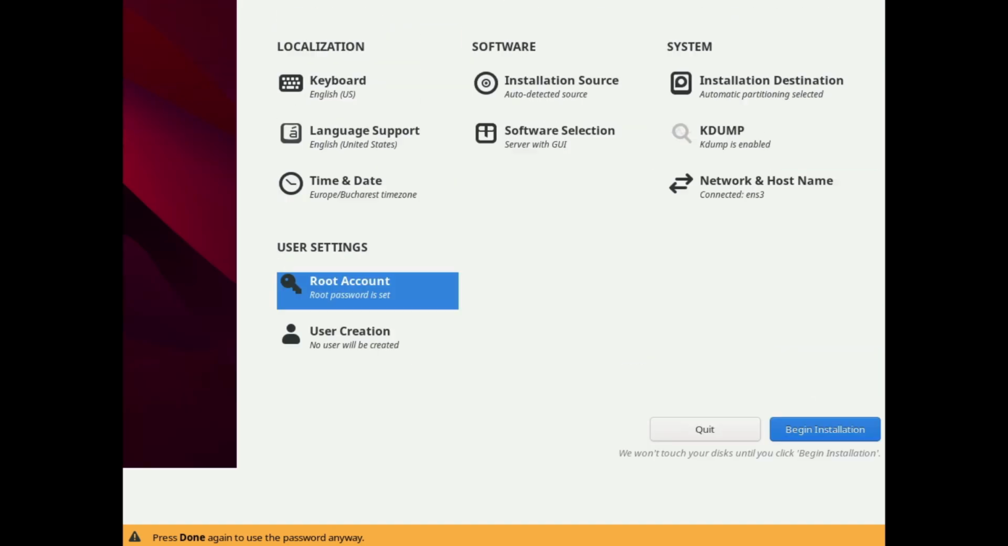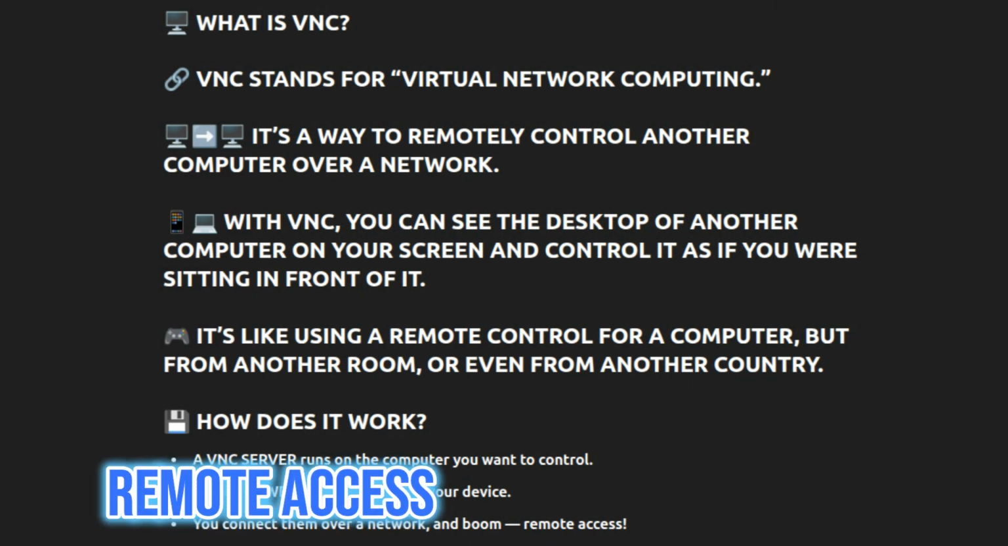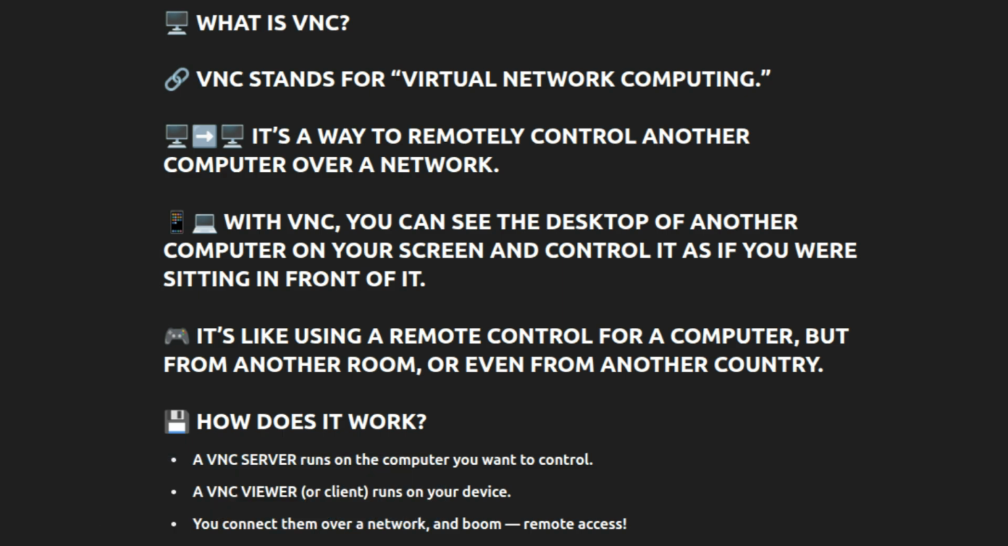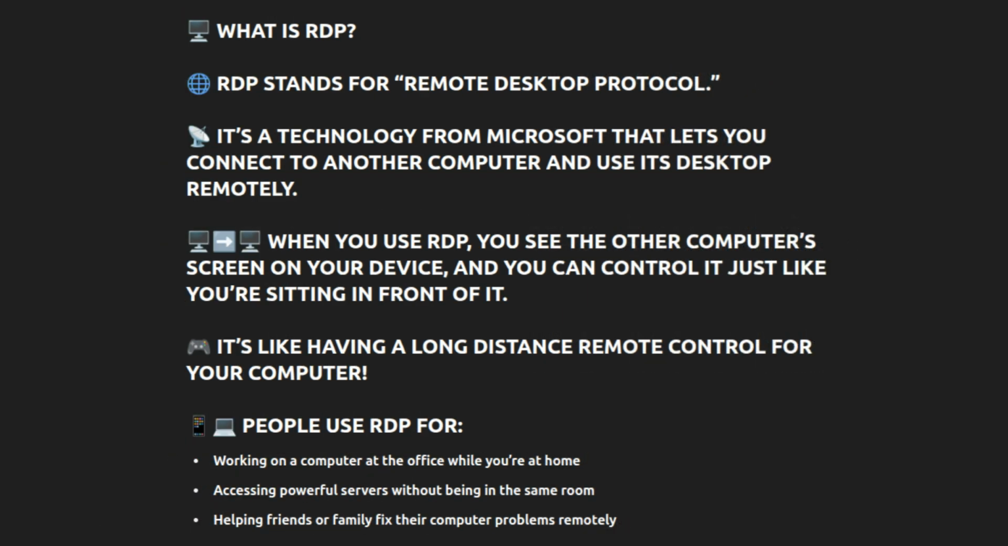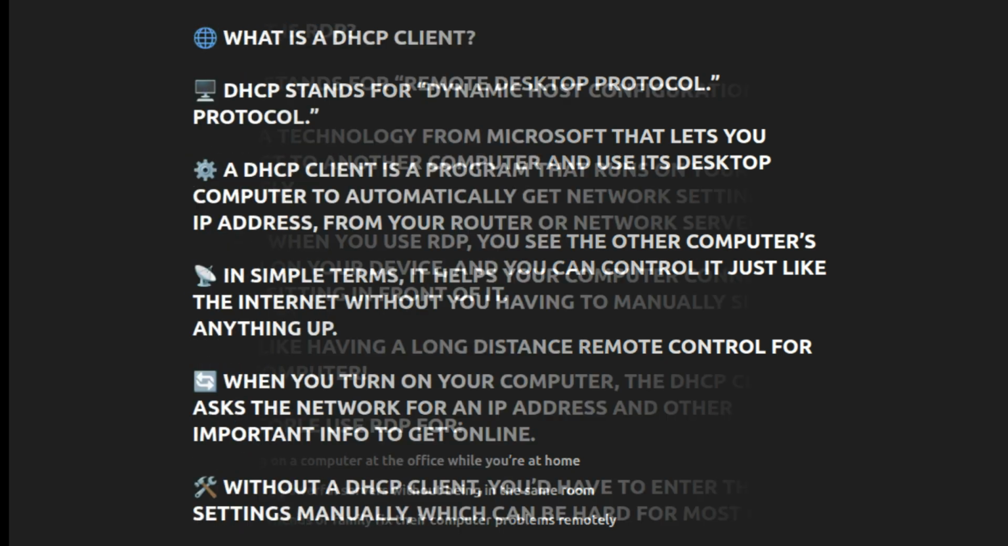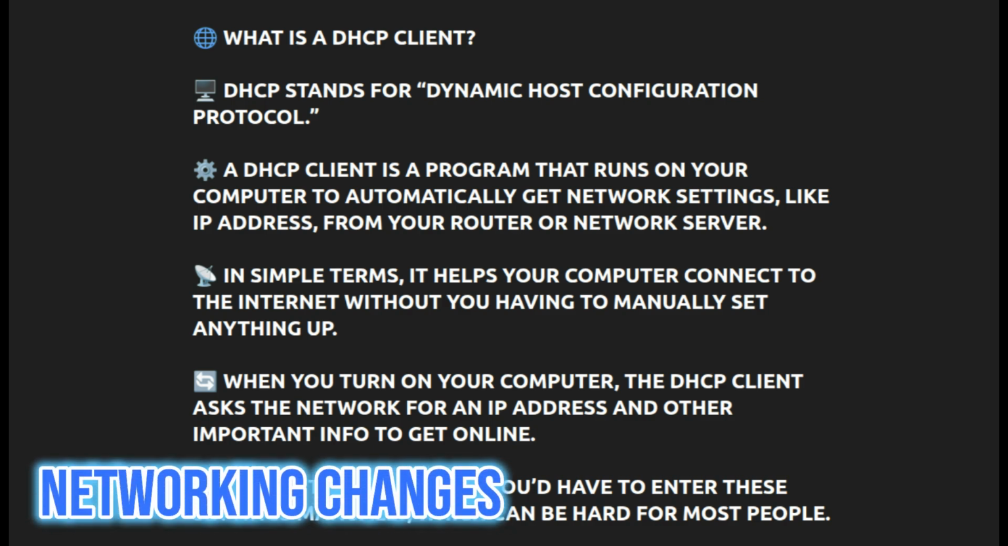If you ever needed to access your Linux desktop remotely, like from another computer, you probably used something called VNC. In Rocky Linux 10, they switched to RDP, which stands for Remote Desktop Protocol. RDP is faster, more secure, and more widely supported, especially on Windows systems. So, if you want to control your Rocky Linux machine from your Windows laptop or another PC, it will be easier and smoother now.